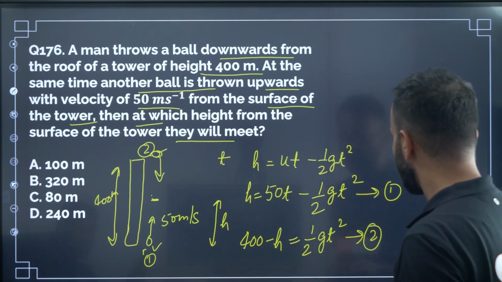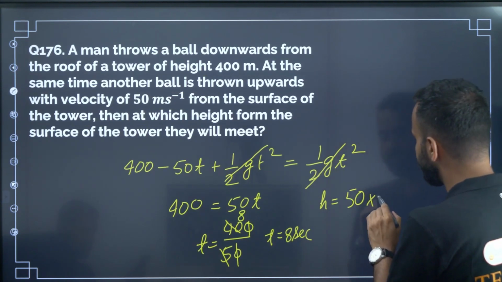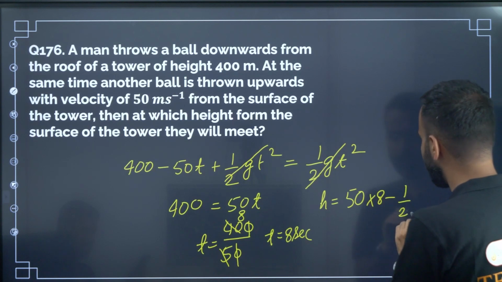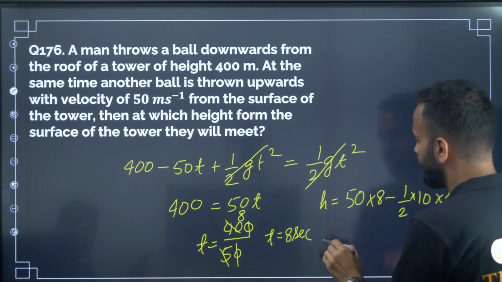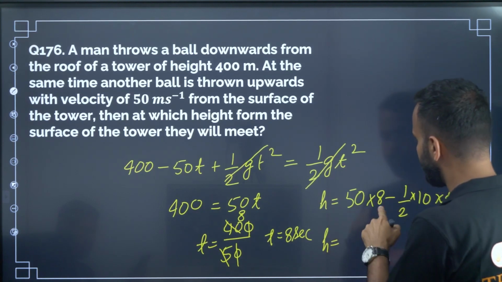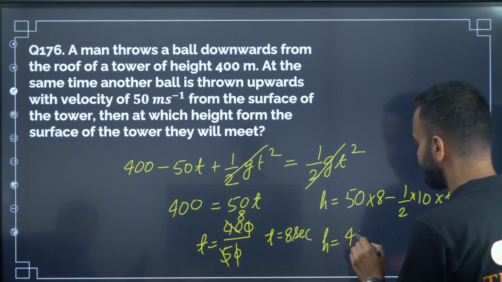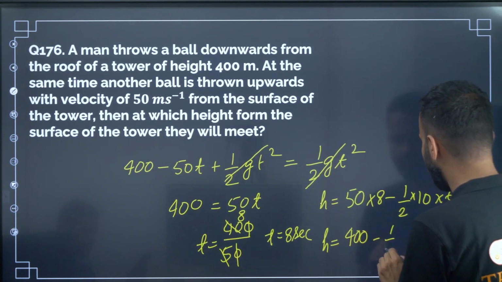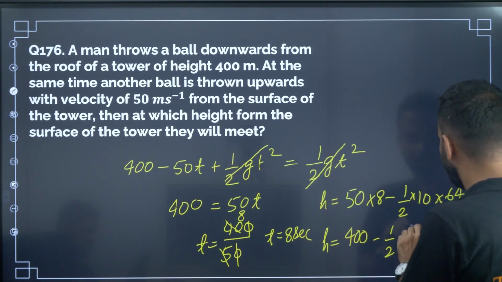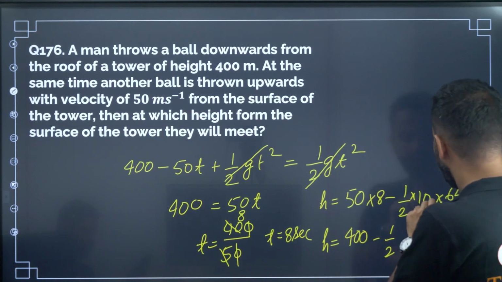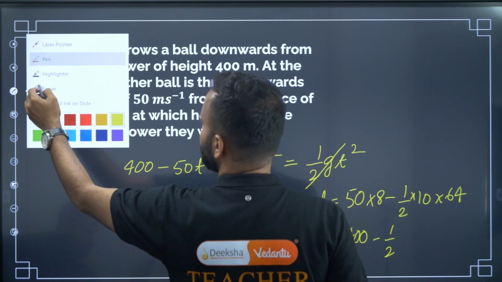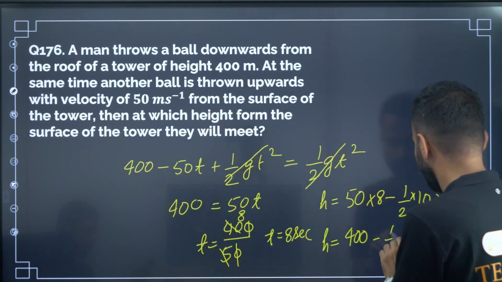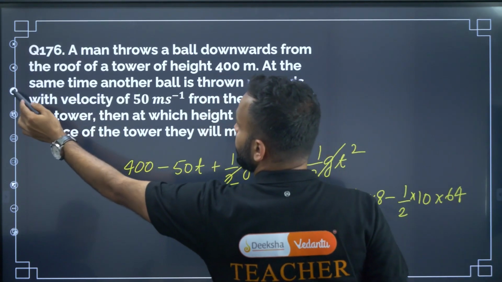So 50 into t, that is 8, minus half g into t square, that is 10, into t square, that is 64. So h equal to 50 into 8 is 400, right, minus half into g into t square. Half into g, that is 10, half into 10 is 5, right? So 5 into 64.